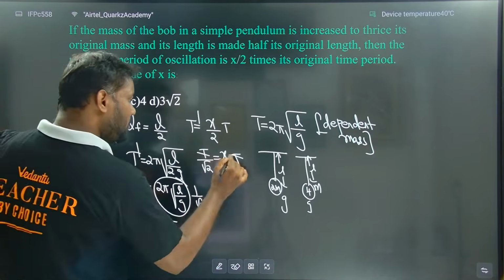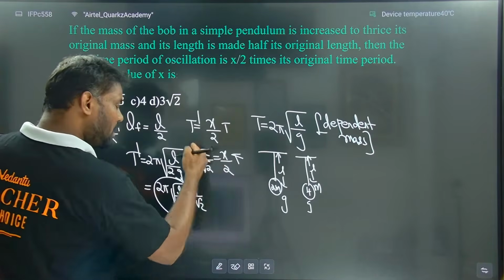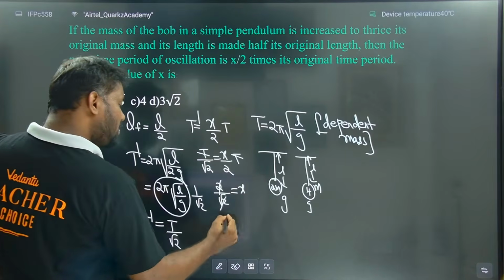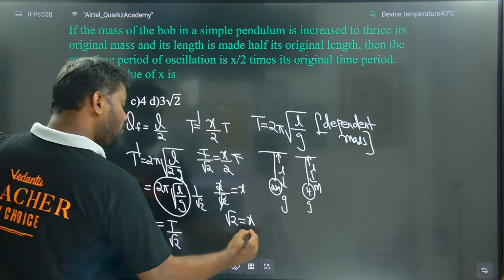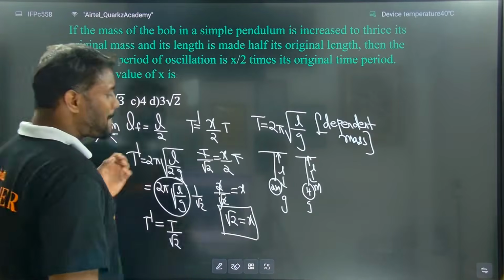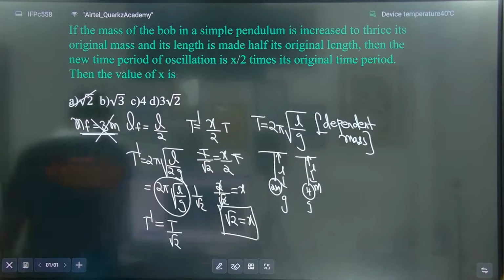The T cancels. Now if we cross multiply, 2 divided by root 2 is equal to x. Cancelling, what is the value of x? Root 2. Root 2 is the answer. Is it clear? Clear?